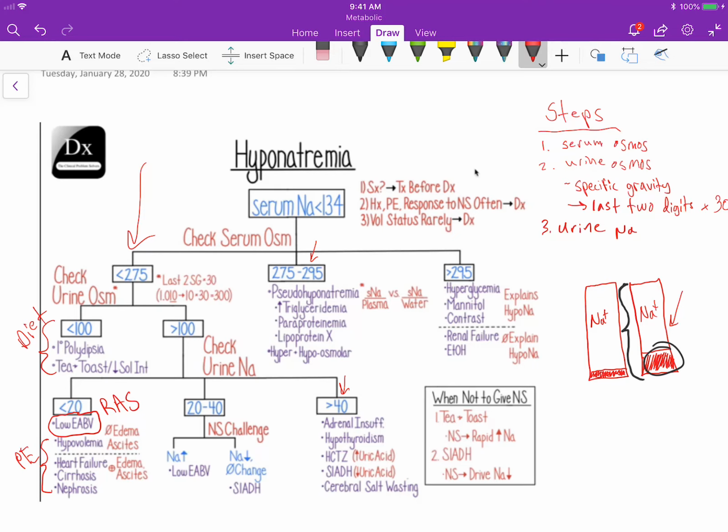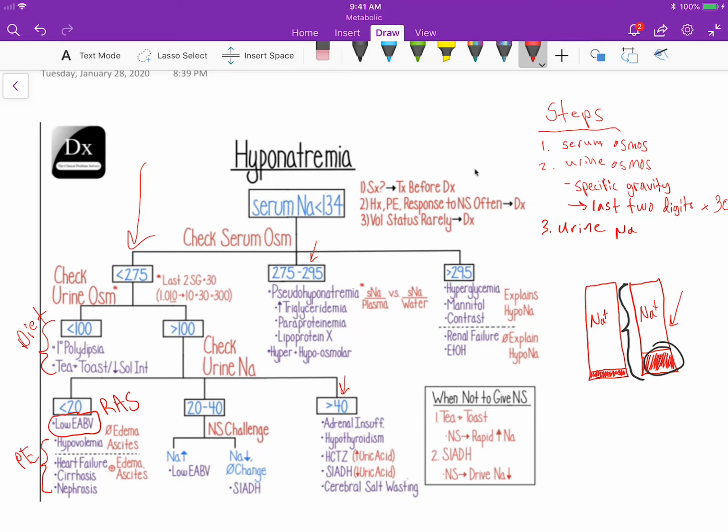And to differentiate these, of course, what we want to do is check our hormone levels. So we get a TSH, we get maybe an AM cortisol, do a thorough history, see if the patient's been taking diuretics, and so on and so forth.